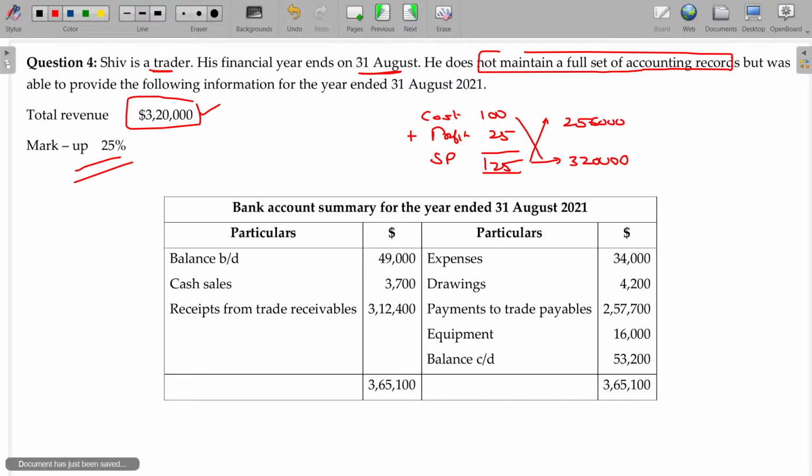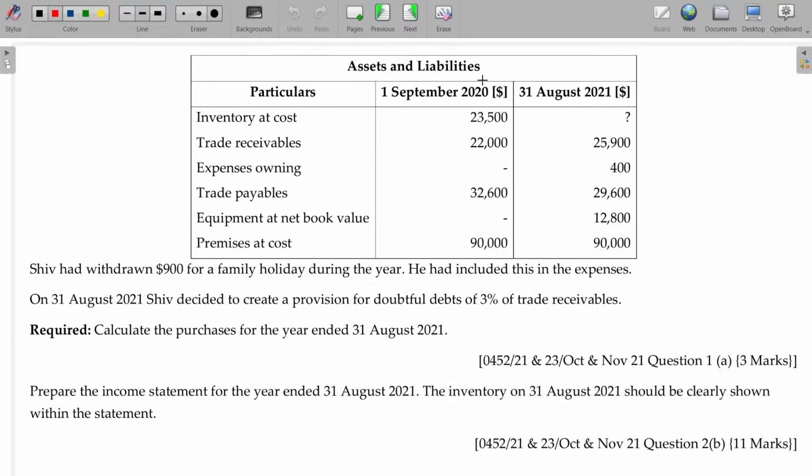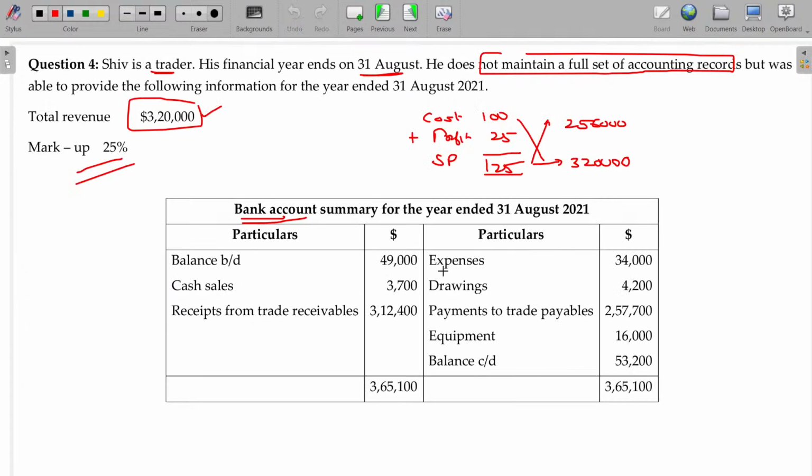Apart from that, we have been given a summary of bank account and assets and liabilities in the year beginning and year end. First, we have been given year beginning, then next year end. Shiv had withdrawn 900 for a family holiday during the year. Drawings. If nothing stated, we assume drawings in the form of cash. He had included this in the expenses. This amount is included in the expenses.